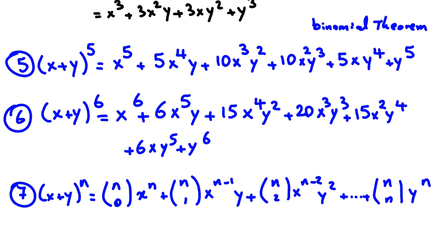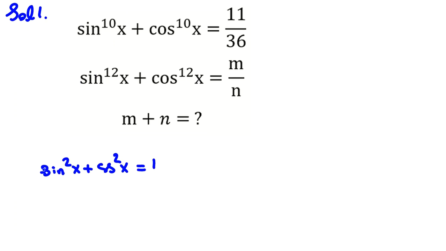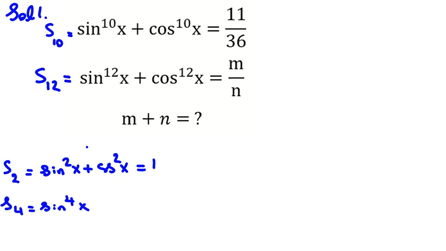So now let's solve the problem. Solution number 1. In the first solution, I know sine squared x from the beginning of the video plus cos squared x is 1. Then I try to find sine 4x, for example. I call this S4, the sine 4x plus cos 4x. I know S10, and I want to find S12.